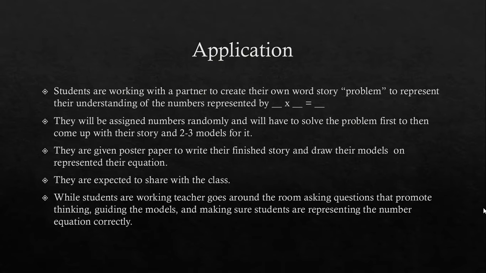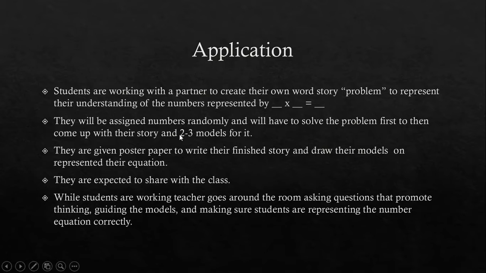Here's application. Students will be working with a partner to create their own word story to represent the understanding of numbers represented by blank times blank equals blank. They're going to be assigned the numbers randomly. You could have them pick if you think that won't take that long. Another way is to randomly assign them. You can also have the partners come up and roll a dice each, which makes it easy. They get those numbers. Then they're going to come up with their story.